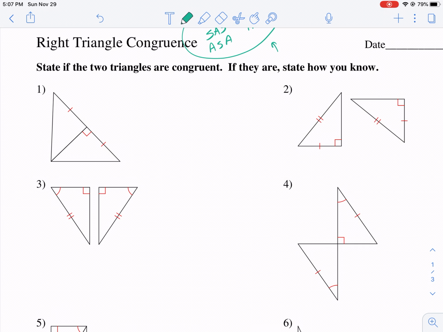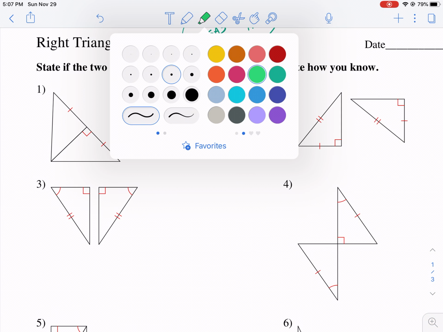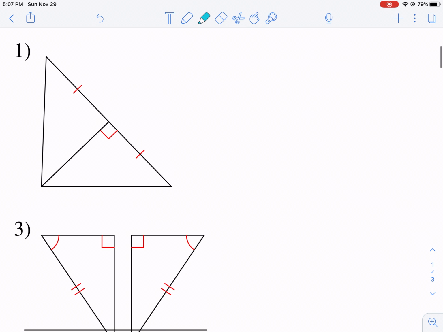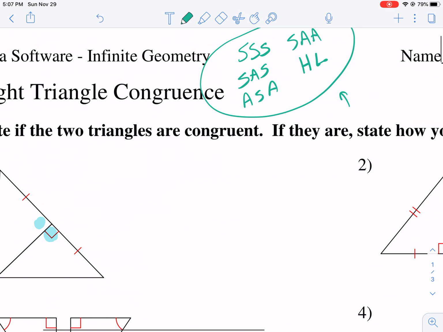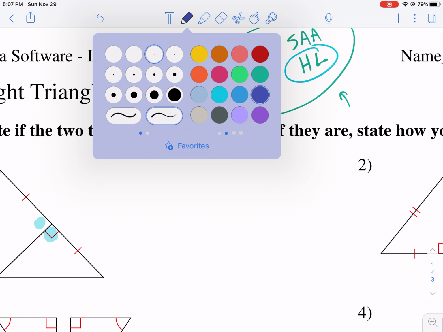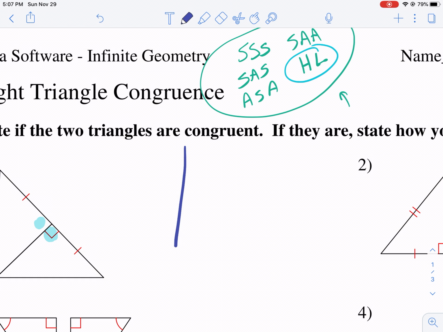So the first one, okay? Now, anytime you see a right angle, it should raise a red flag for you. If you see a right angle, you know you're going to be dealing with the possibility of HL. So HL, what is it? HL stands for hypotenuse leg. Okay, it is for when you have a right triangle. Let me draw a right triangle. What makes it right is it's got 90 degrees on it.